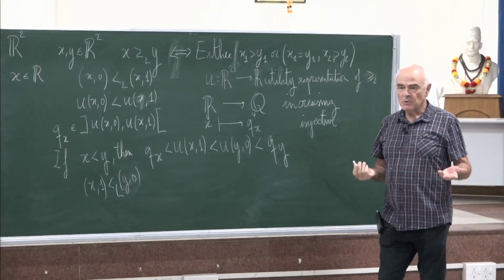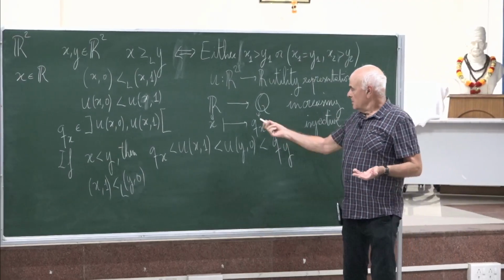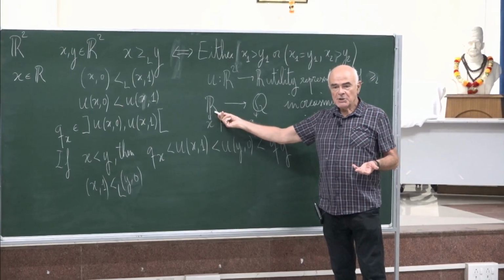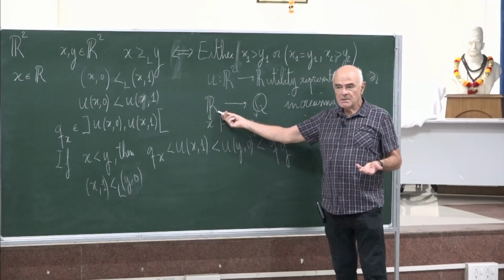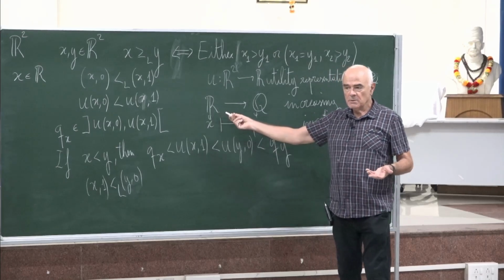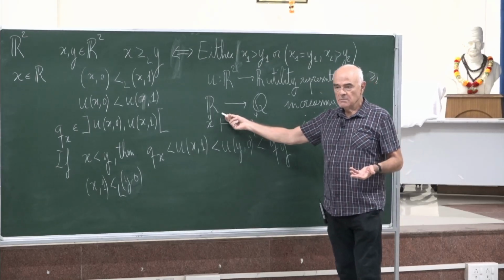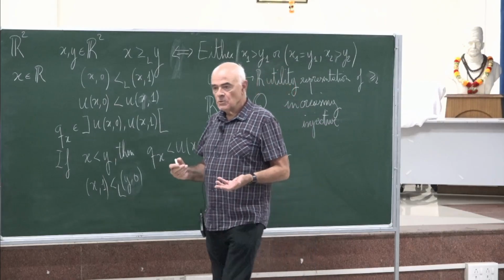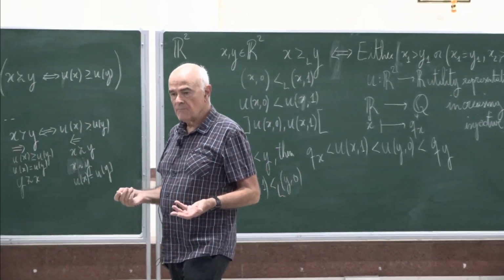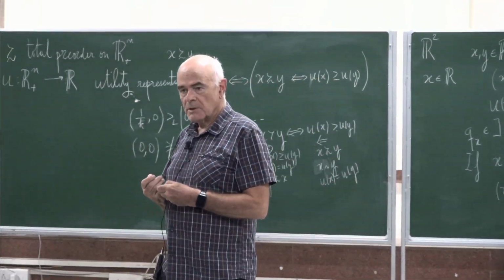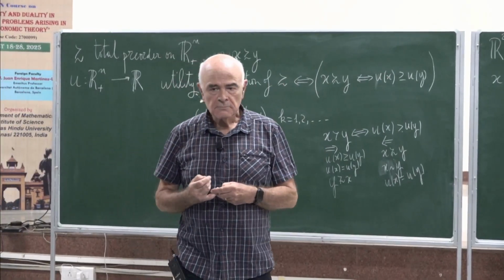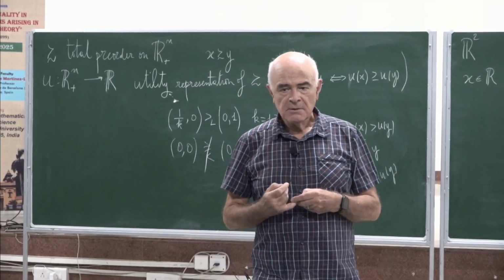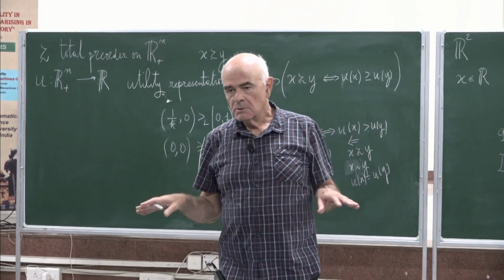Which is impossible. You cannot have an injective function from the reals, which has the cardinality of the continuum, they are uncountable, into the rationals, which is a countable set. Okay? So no utility representation exists, even if this continues. Not at all.